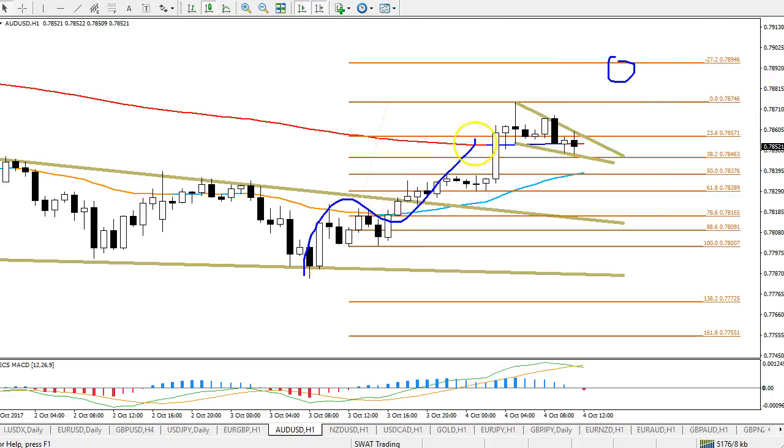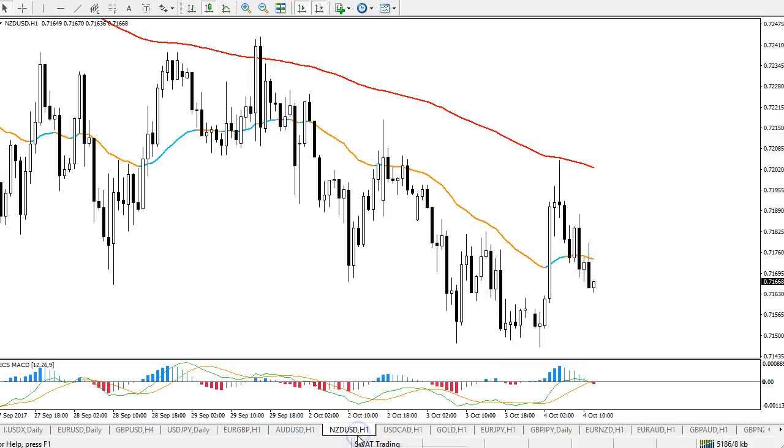That could complete 5 waves. We could get an ABC and then up, down in here again. There could be a good long, maybe later this week. So that, I think, could happen on the Aussie.